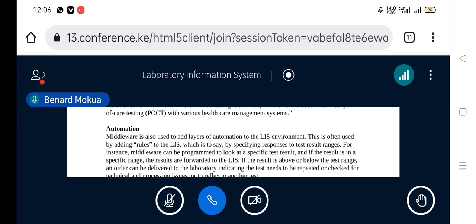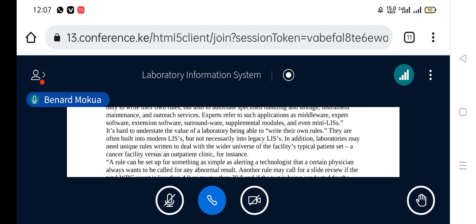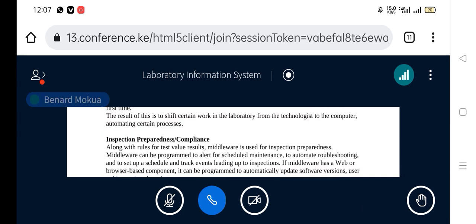So, for automation, middleware is also used to add layers of automation to the LIS. You are adding that layer of automation to our LIS, and that is what is very important.